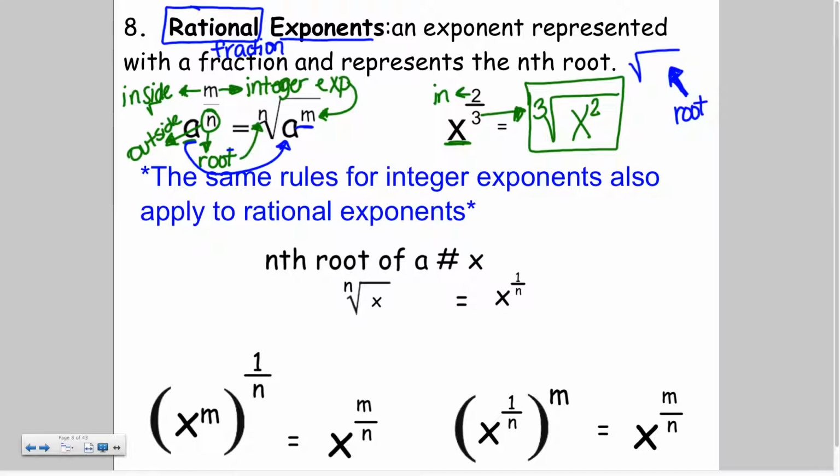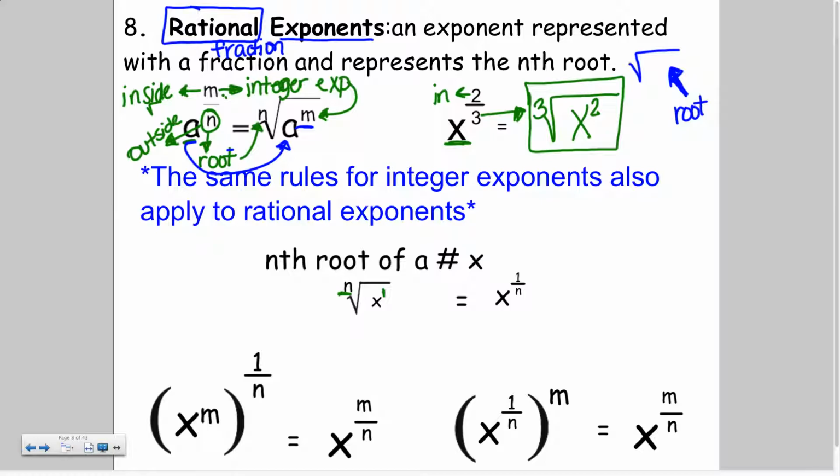All right, so the same rules for integer exponents also apply to rational exponents. So this is our integer and our root. That's our exponents there. This is our exponent in this one, and we have a 1 there, because anytime you have a number or a variable that stands alone, it's always raised to the first power.